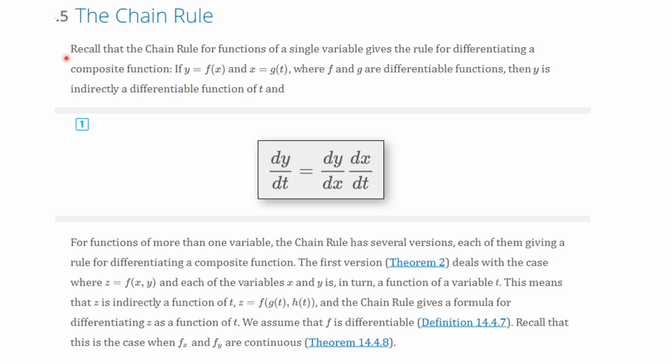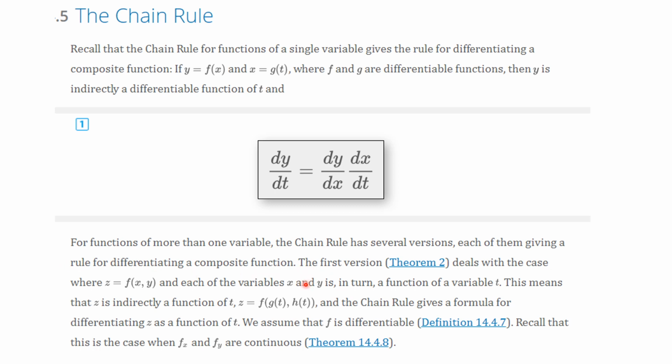Let's begin by recalling that the chain rule for functions of a single variable gave us a rule for differentiating composite functions. So if y is equal to f of x, but x was also equal to g of t, where f and g were differentiable functions, then y is a differentiable function of t, and the derivative of y with respect to t is the derivative of y with respect to x times the derivative of x with respect to t. For functions of more than one variable, the chain rule has several versions, each of which gives a different rule, conceptually the same, but a different rule for differentiating the composite functions.